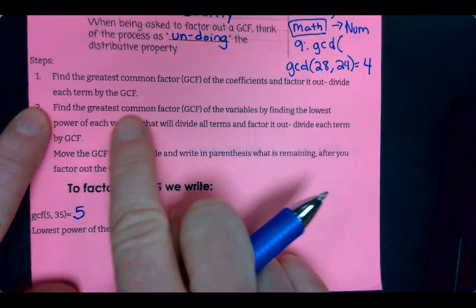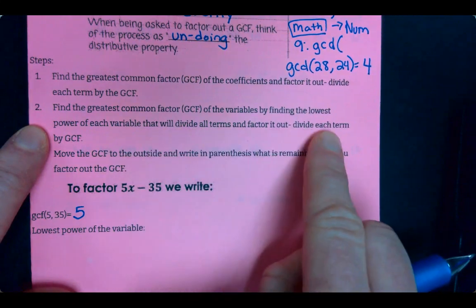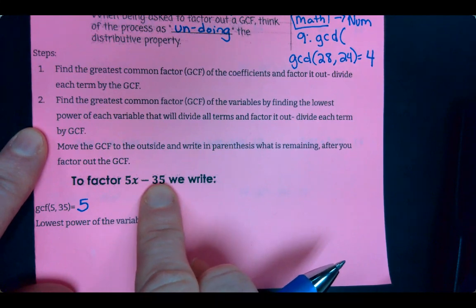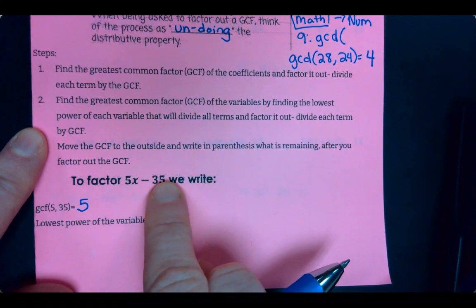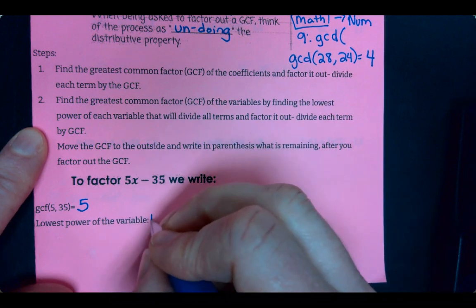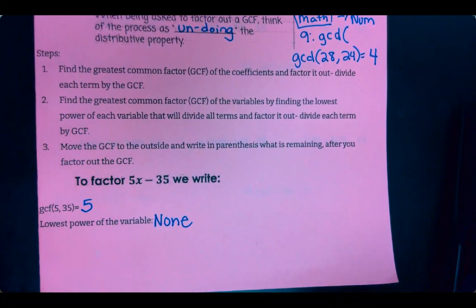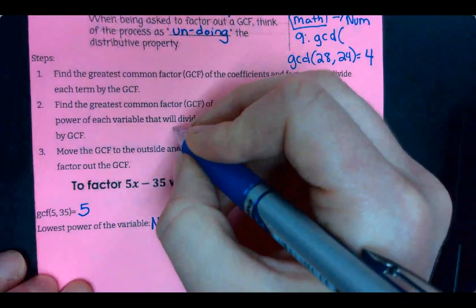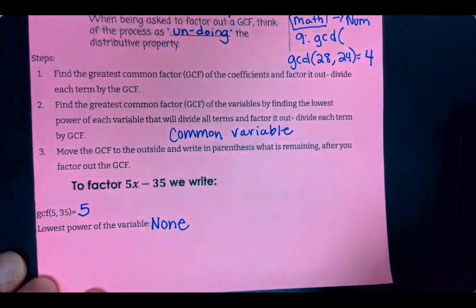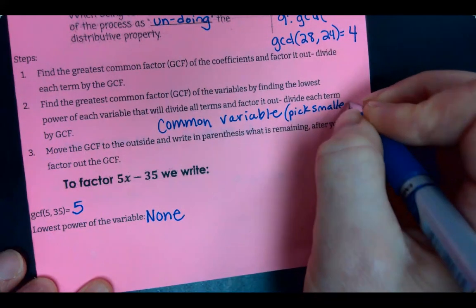Step 2, find the GCF of the variables by finding the lowest power of each variable that will evenly divide all terms and factor it out, divide each term by the GCF. So what we do is we look and see what is the lowest power. Well, we have 5x and we have 35. They both don't have a variable. So on this one, it's going to be none because they don't have a variable in common. Because what you're really looking for is a common variable. And you want to choose the smallest one. Smallest exponent.